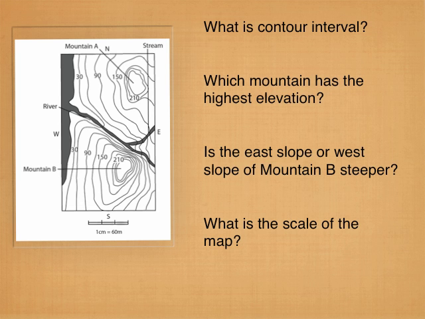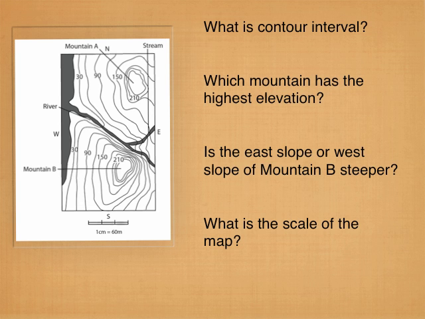The third question, is the east slope or west slope of Mountain B steeper? So you find Mountain B, you look at the compass around the picture. East would be on the right-hand side, west would be on the left-hand side. Because the lines are closer together on the eastern side, that would make the eastern slope more steep, whereas the western slope would be more gradual.